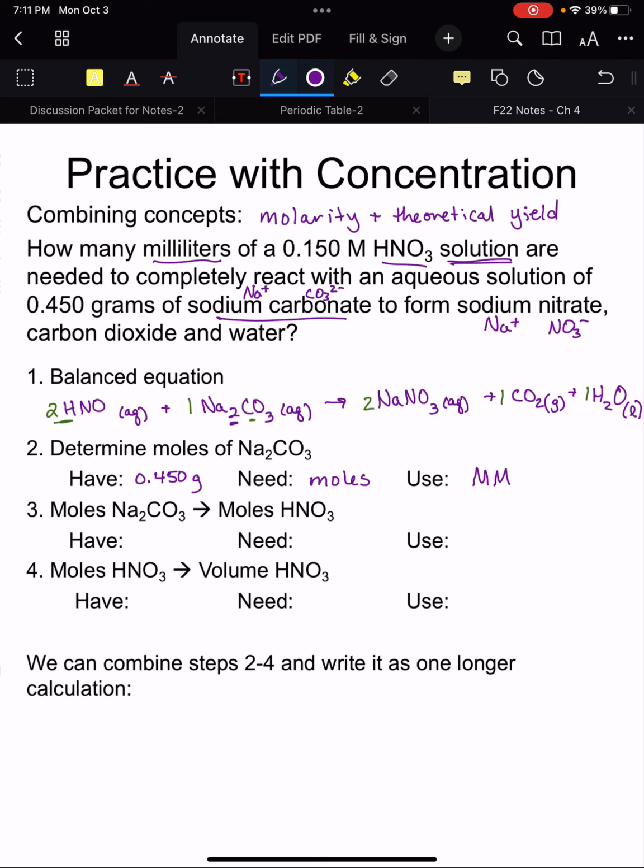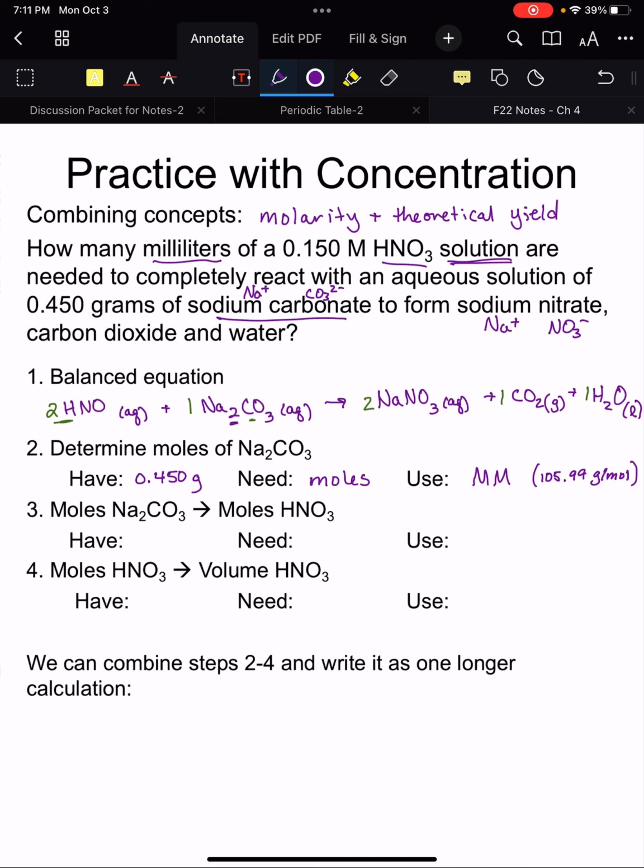So the molar mass of sodium carbonate is 105.99 grams per mole. Then, you know what? I'm going to rewrite this because I'm not sure in which order we're going to need it. So I'm just going to write 105.99 grams per mole because we'll use it however we need it.